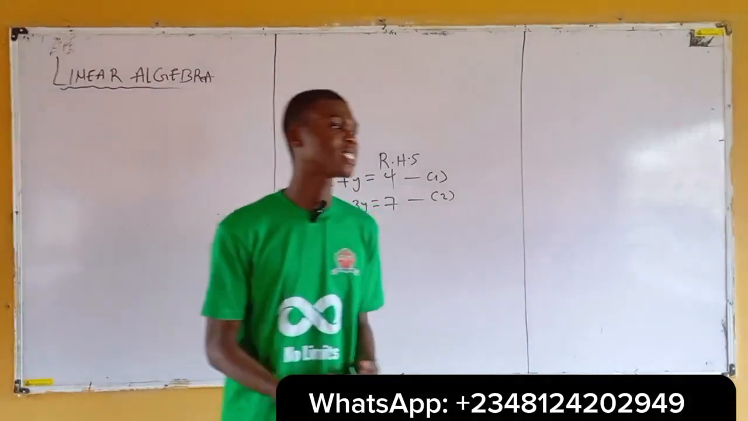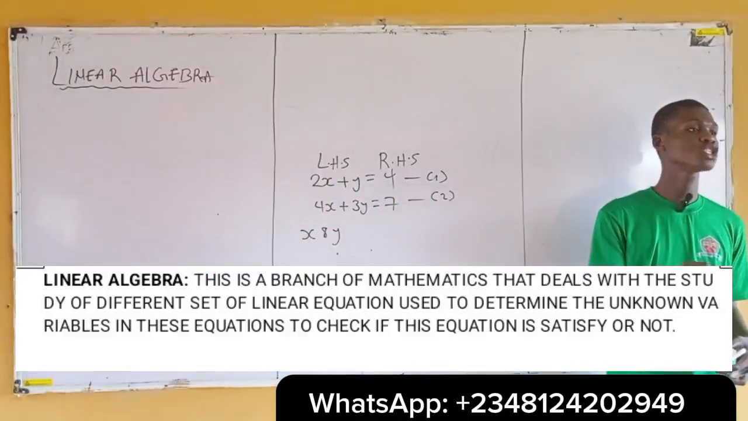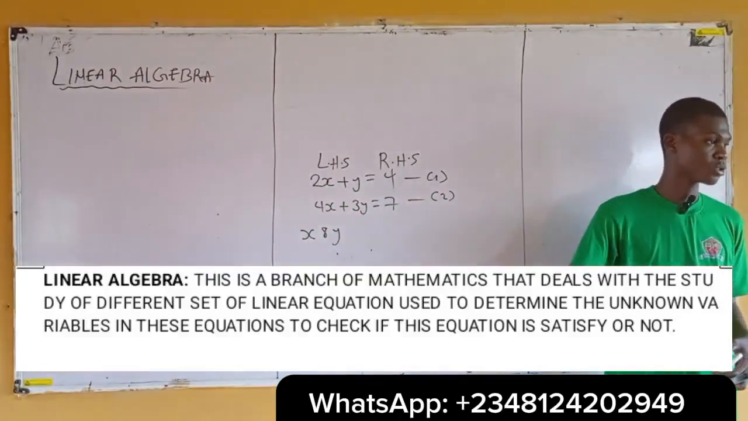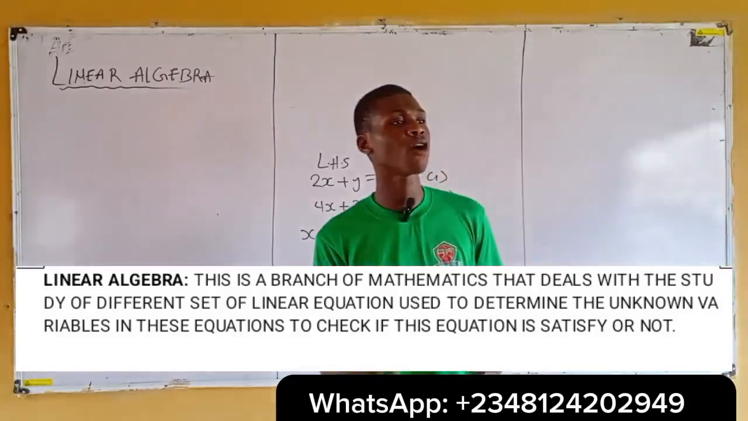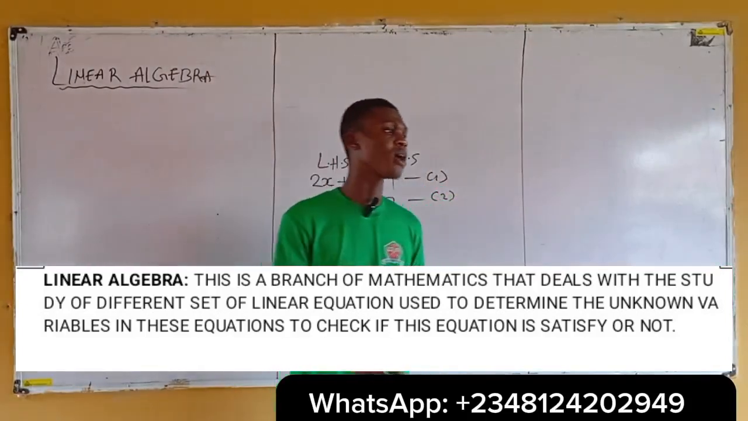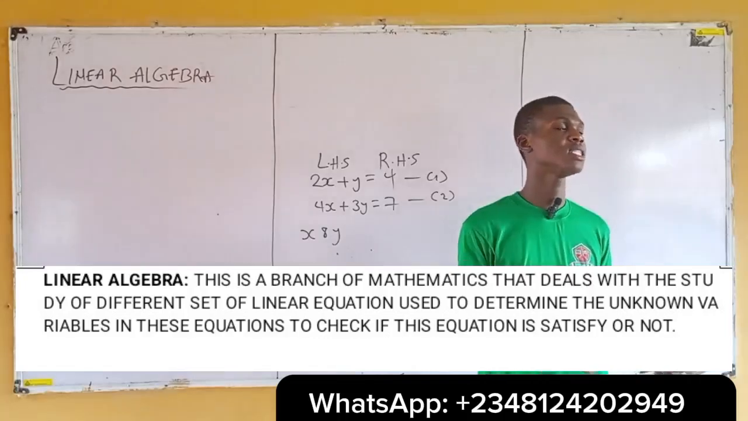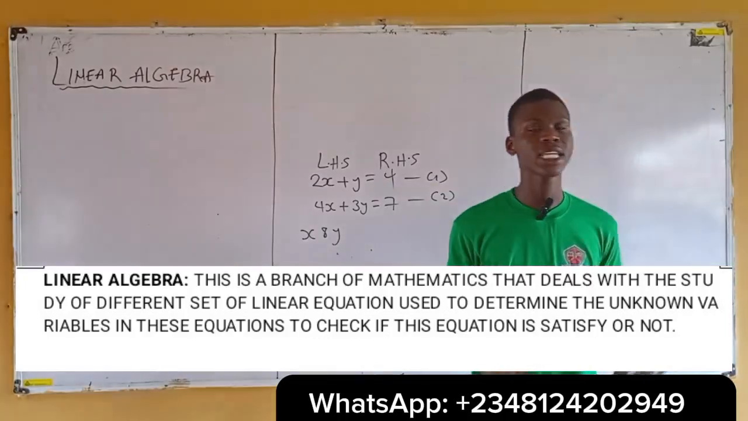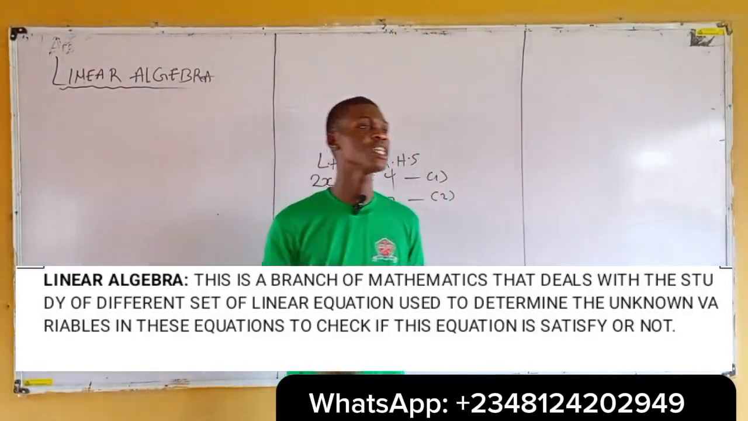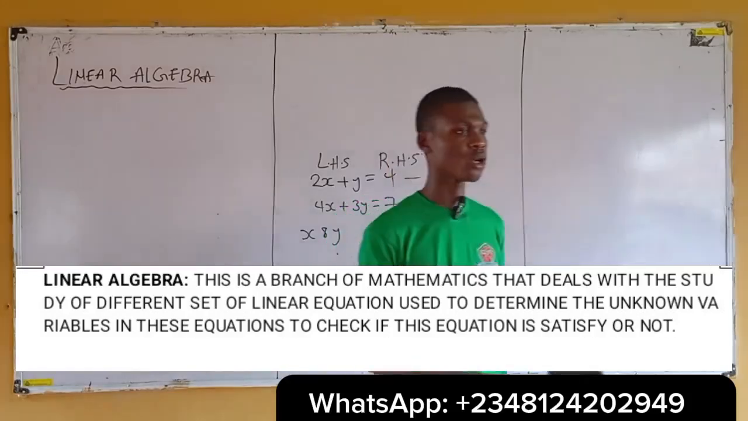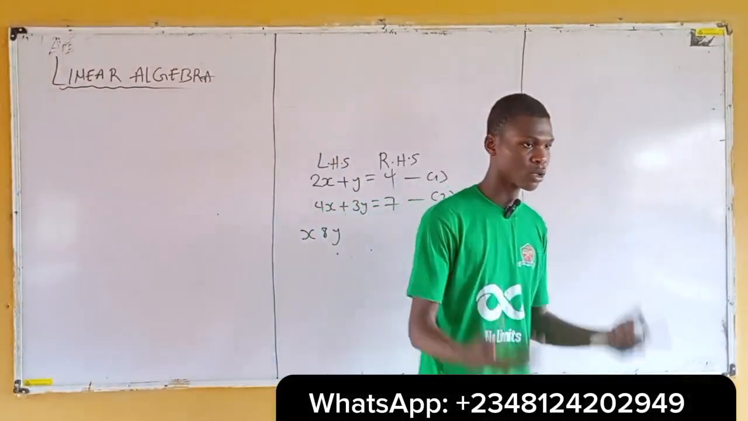So let me repeat that. I said linear algebra is a branch of mathematics that deals with the study of what? Linear equations, right? Used to determine the value of the unknown variables present in this equation to check if the equation is satisfied. Meaning, is the equation a consistent equation or an inconsistent equation? With linear algebra, we are going to know that.